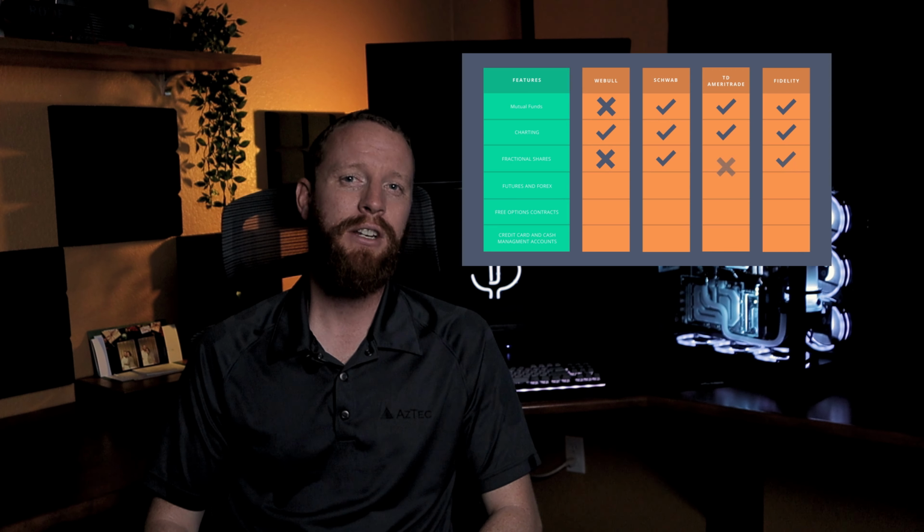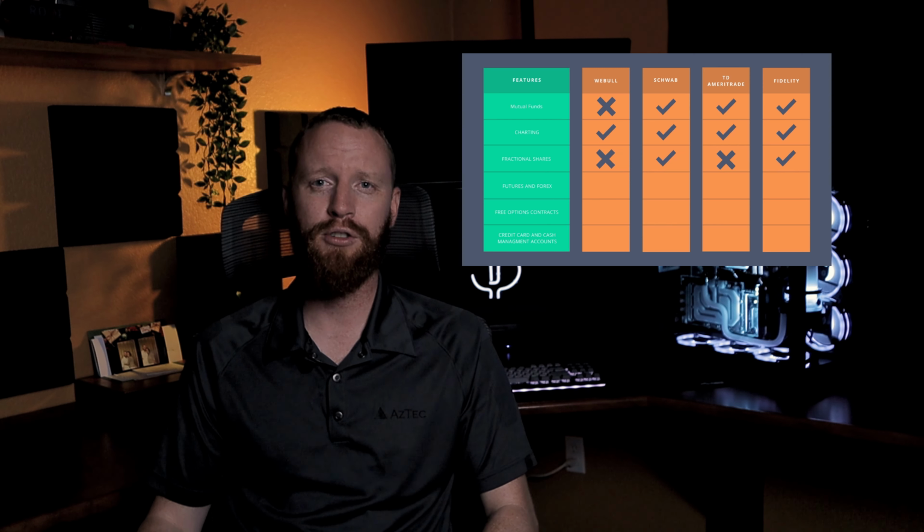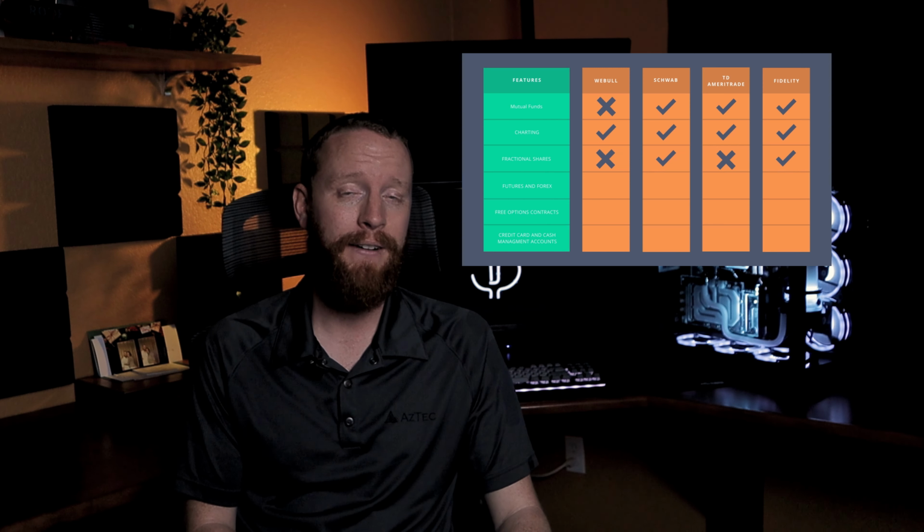So being able to buy fractional shares means that whatever dollar amount you do have, you can put towards buying a portion of one whole share and you can still be in the game. Both Webull and TD Ameritrade do not allow fractional shares, whereas Charles Schwab allows fractional shares of stocks that are in the S&P 500 and Fidelity allows fractional shares for any stock or ETF.